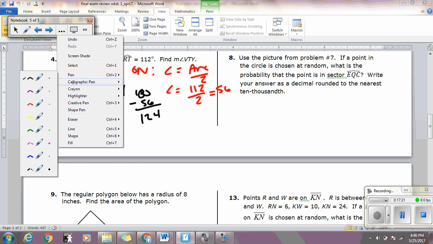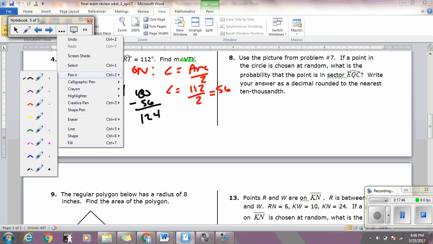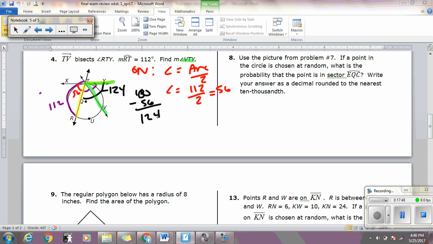Now, the angle we are looking for, VTY, is right here. It's 1/2. VTY is 1/2 of the yellow angle, RTY. So if I want to know what VTY is going to equal, I would take 124 and divide it by 2, and I would end up getting 62 degrees as my final answer.